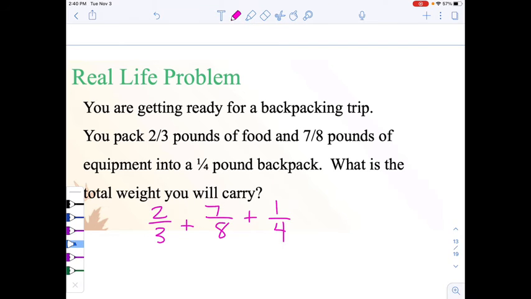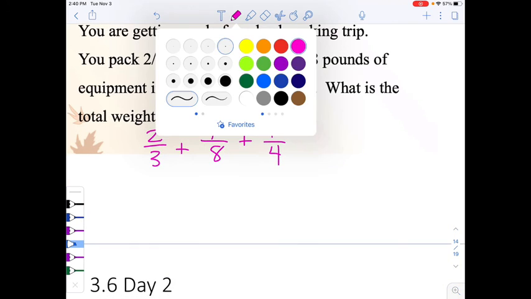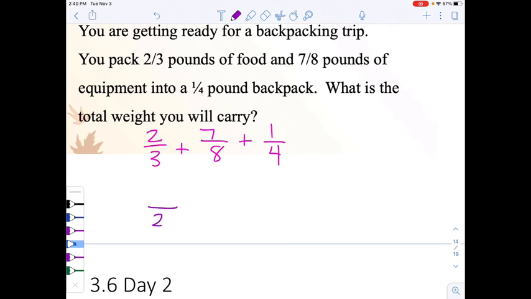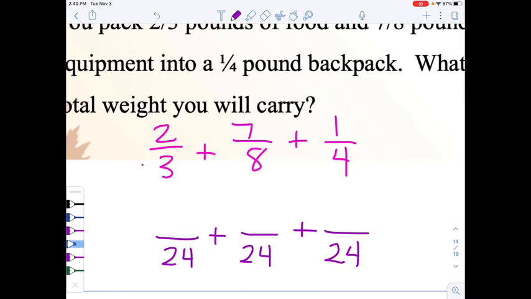I need to figure out what a common denominator could be for the 3 of these. So first I'm going to start by looking at 3 times 8, which is 24. Is 24 divisible by 4? Yes, it is. So I know that these can all have a denominator of 24. It might take you a little bit of time to find a denominator, and that's okay. 3 times 8 is 24, which means I have to multiply 2 by 8. 2 times 8 is 16.